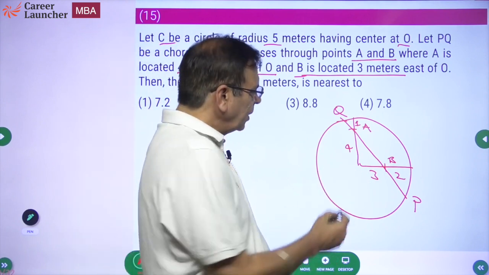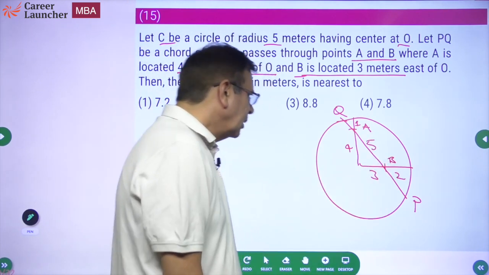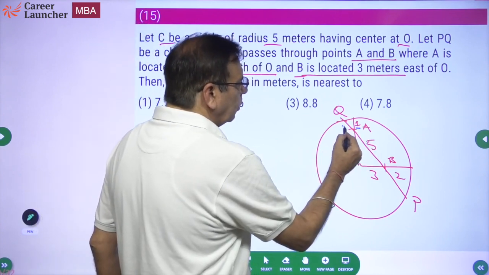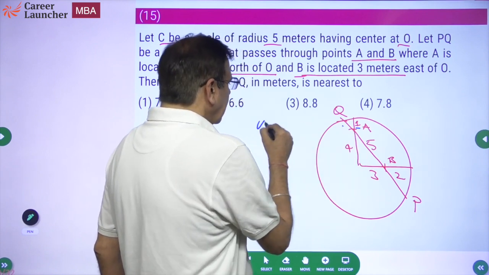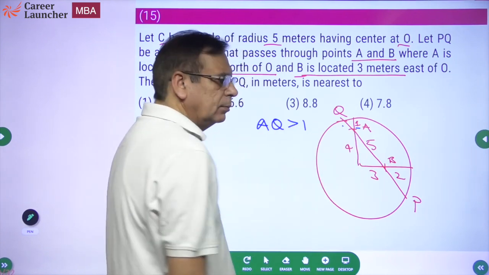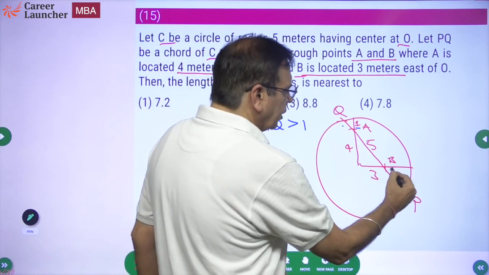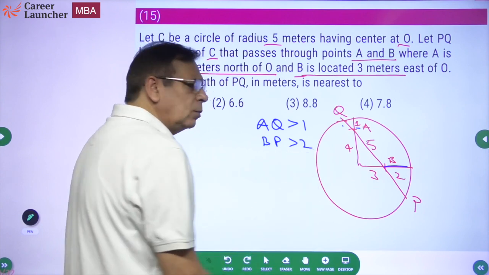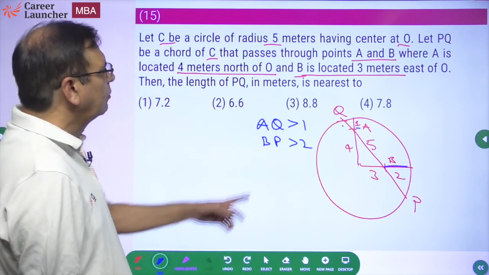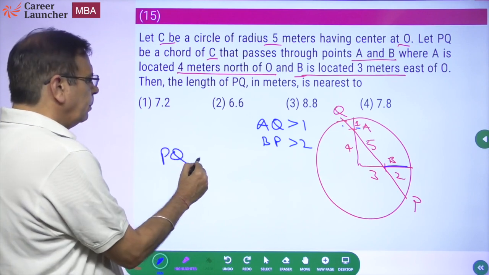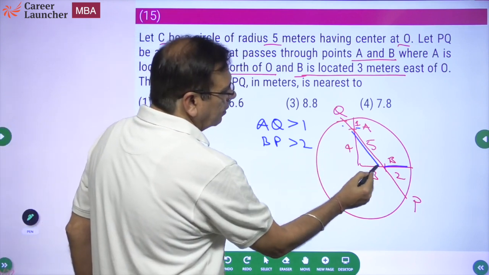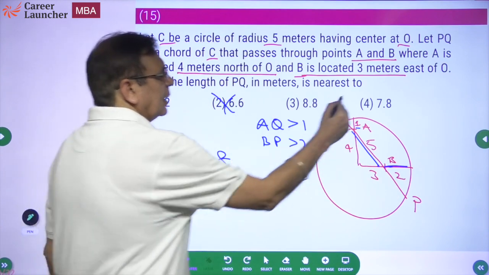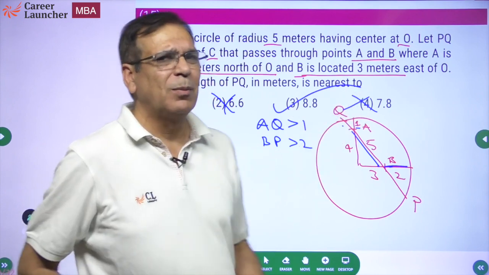Pythagoras theorem, remember? If this is 3, 4, this will be 5. Okay? Now tell me. If this is 1, can I say this value should be greater than 1? AQ should be greater than 1. Similarly, if this is 2, that means BP should be greater than 2. So what should be my answer? We want the value of PQ. PQ should be greater than 5 plus 2 plus 1. PQ should be greater than 8. Less than 8, less than 8. That is the answer. Why waste time on this?